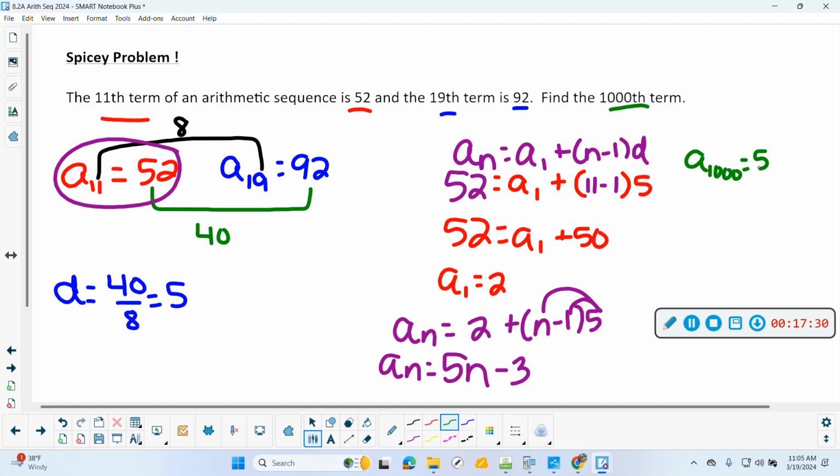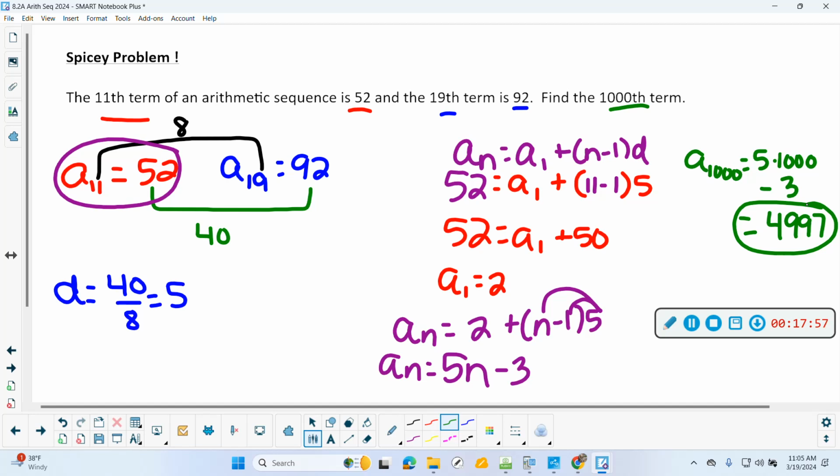What's 5 times 1,000? 5,000. I'm running out of room. I'm going to put the minus 3 underneath. What's 5,000 minus 3? That's why this is a spicy one, okay? Now, there's not a lot of those, and it's really not that hard, but you really got to think your way through it. Clearly the difference, I have total faith in you getting the difference. I know you can do it.